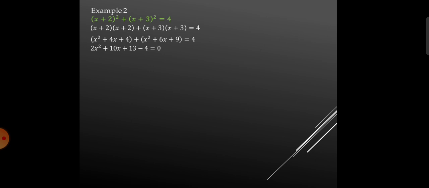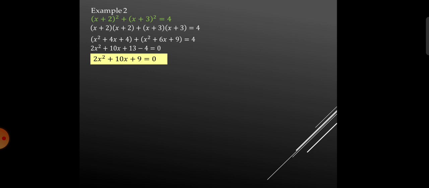Where does the minus 4 come from? From the right side of the equation, equals 4. When it moves to the left side, it becomes minus 4. So what remains on the right side is equal to 0. Then combine the 13 and negative 4. So the revised equation is 2x squared plus 10x plus 9 equal to 0. Why 9? Because 13 minus 4 is 9. So that is our revised equation, the one highlighted in yellow.